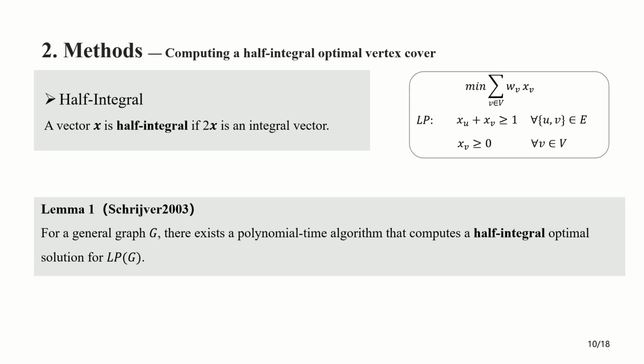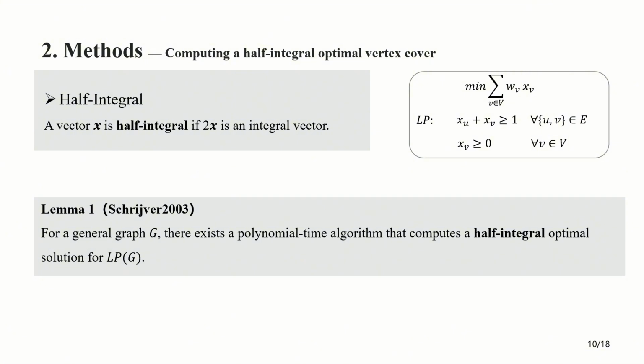First, we want to start by studying the optimal solution of the linear programming. We first give the definition of a half-integral vector. If every component of a vector is either 0, 1, or 1/2, we say that the vector has the half-integral property. This is easy to understand. Lemma 1 shows that for any general graph, we can compute an optimal solution of the LP with the half-integral property in polynomial time.